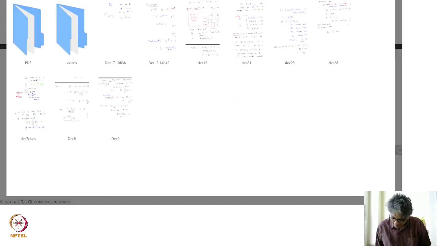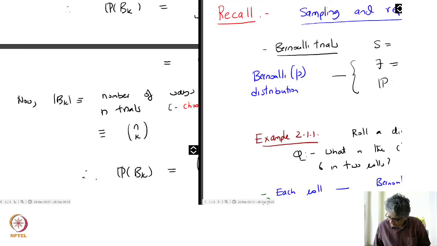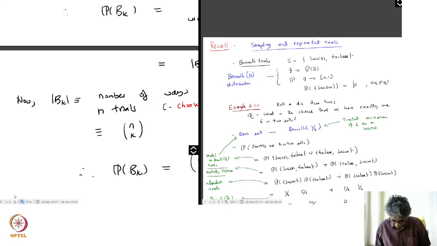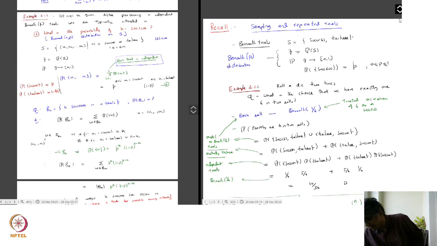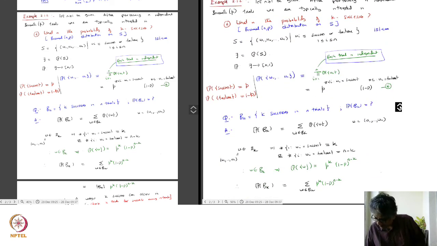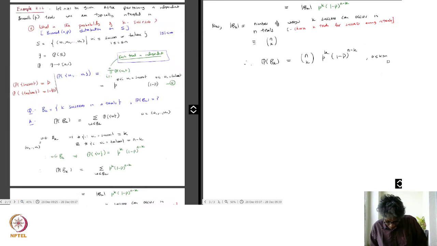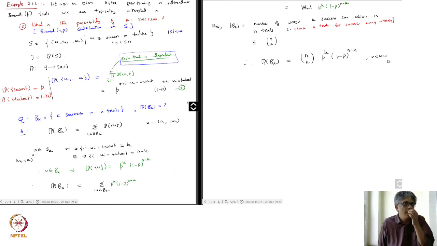Okay, let me recap a little bit. So what I did, I had n trials. I was interested in the probability of having k successes among n trials. And then the way I did it was that I said let S equal to omega_1 to omega_n be the outcomes in each trial. So each trial has outcomes success or failure. And then I put this probability on it, which defined the probability of omega_1 to omega_n.